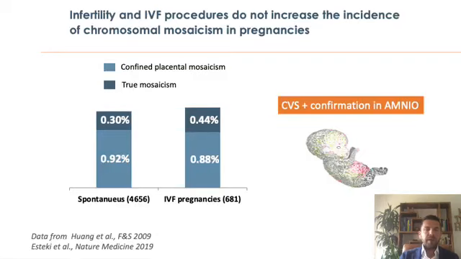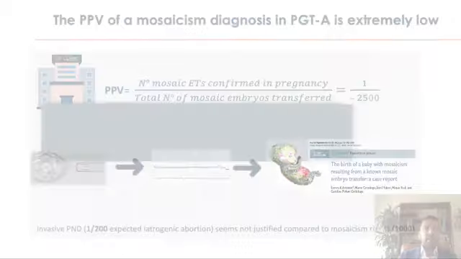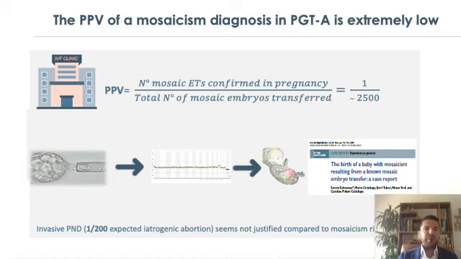So our findings are supported and corroborated by the fact that mosaicism is not increasing in IVF-derived pregnancies as compared to spontaneous conception. And this has been extensively demonstrated in several studies. Also, the positive predictive value of a mosaicism diagnosis in the general clinical experience of PGTA is extremely low.